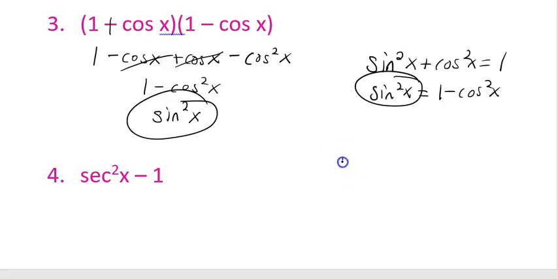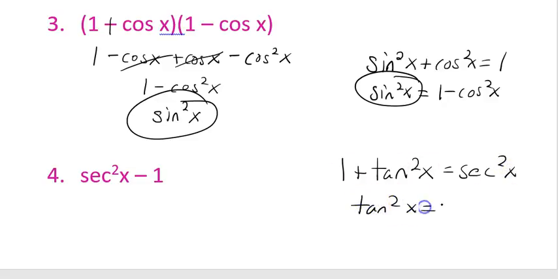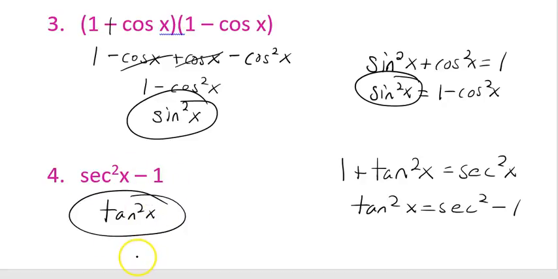Okay, so you should notice that you have the Pythagorean identity, 1 plus tangent squared equals secant squared. And if you subtracted 1, you would have tangent squared equals secant squared minus 1. So this is truly just a version of one of your Pythagorean identities, and I can replace this secant squared minus 1 with tangent squared. Instead of two pieces, I have one, and so this is officially simplified.